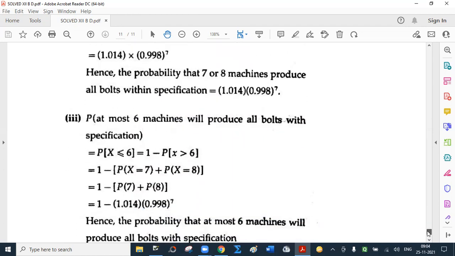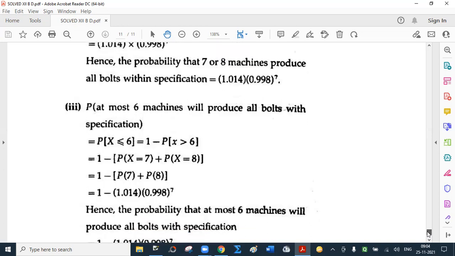Third part, probability that at the most 6 machines will produce all bolts within specification. At the most 6 means x less than or equal to 6. Now what is the complement of x less than or equal to 6? It is x greater than 6. Probability of an event is 1 minus probability of its complement. So 1 minus, P of x equal to 7 plus P of x equal to 8. We have already obtained this, so just subtract that from 1. This is the required probability.